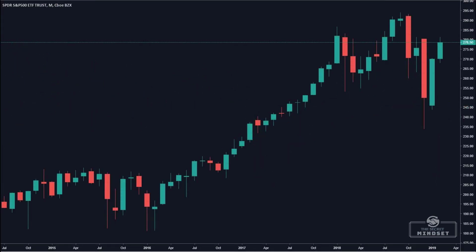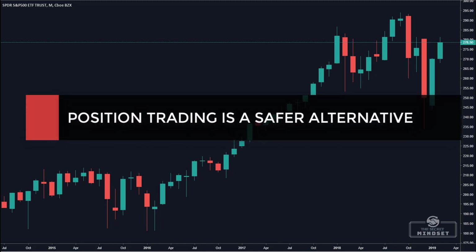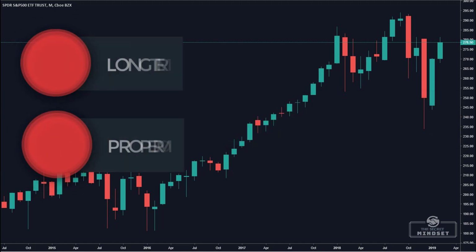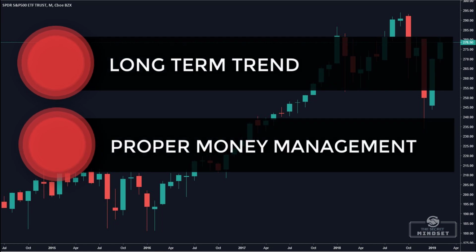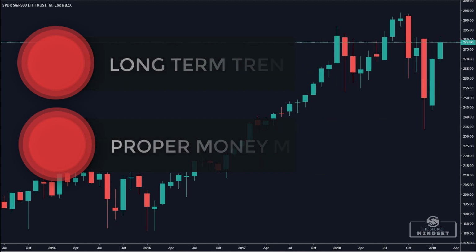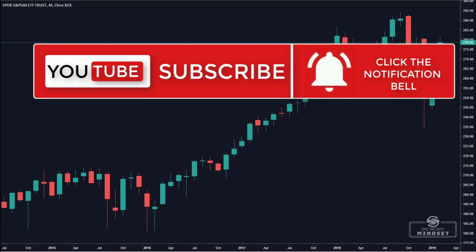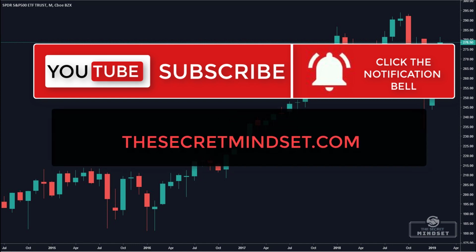Despite the fact that position trading is a long-term strategy and takes some time to profit from the market, it's a safer alternative compared to the other strategies in the market. Use it in conjunction with a long-term trend, and with a proper money management system, position trading might bring back the enjoyment of trading without having to spend all day in front of the computer.